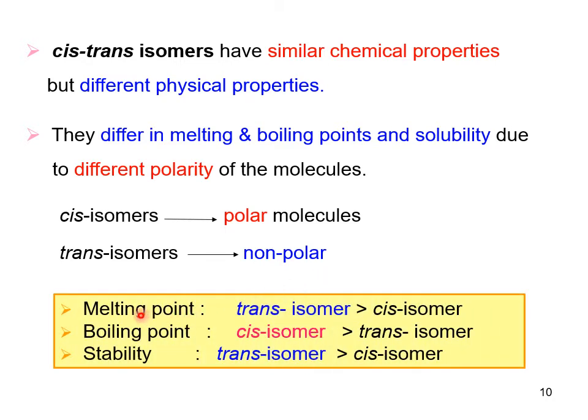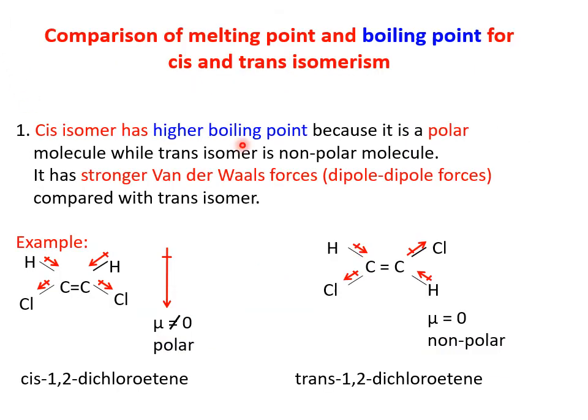And then we have to know the melting point of trans isomer is higher compared to cis. Boiling point of cis isomer is higher compared to trans. And the trans isomer is more stable compared to cis isomer. Why? For this slide, we are going to discuss the comparison of melting point and boiling point for cis and trans isomerism. This one we focus on boiling point.